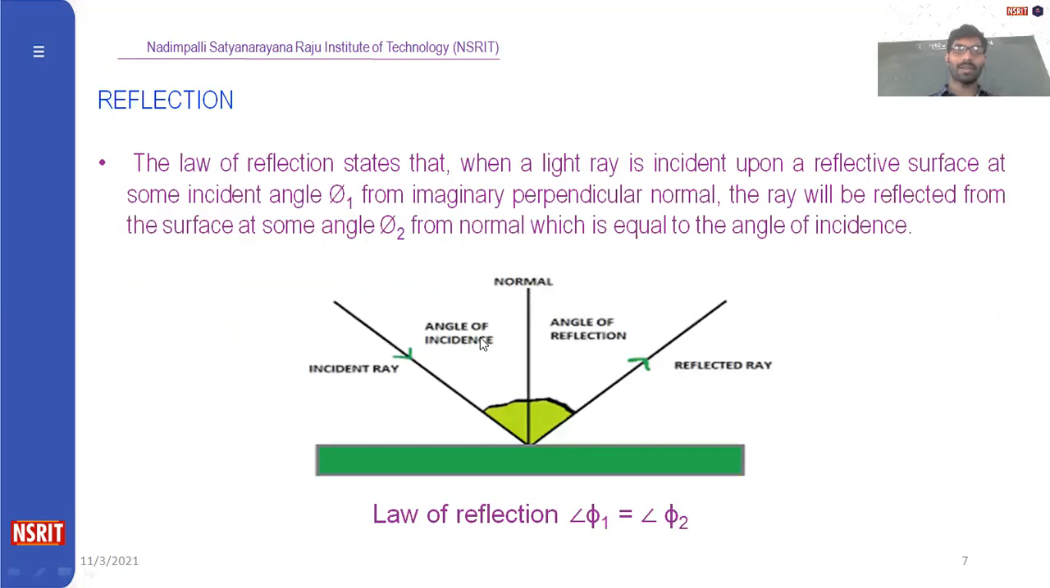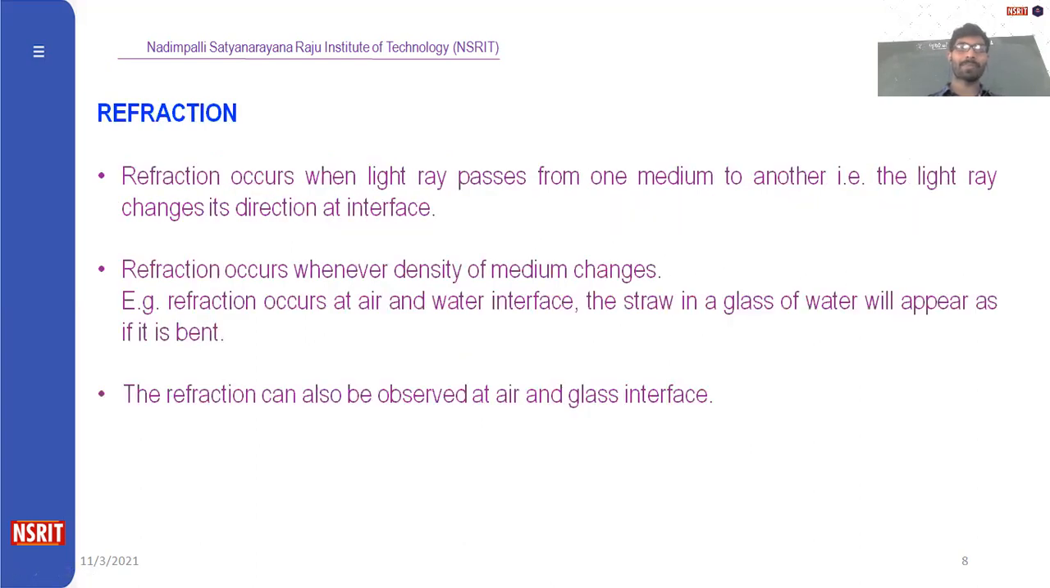Coming back to reflection, you can observe that the reflected ray and the incident ray are both in the same plane. But in the case of refraction, you are going to see that the plane is changed. First, let us see what refraction is. Refraction occurs when a light ray passes from one medium to another medium. That is, the light ray changes its direction at the interface.